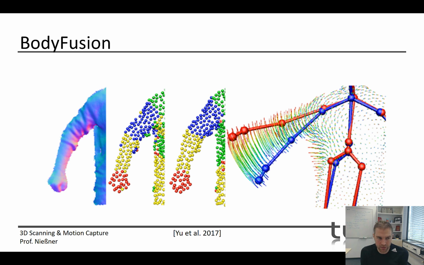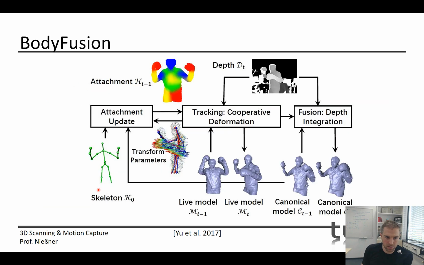BodyFusion is a very interesting method. So I just want to show you how you can combine these ideas from the generic fusion methods to domain-specific methods. And the idea of this BodyFusion method is basically you have a skeleton. The skeleton gives you the deformation prior. And then you do a volumetric fusion on top of the skeleton, right? So it looks something like this.